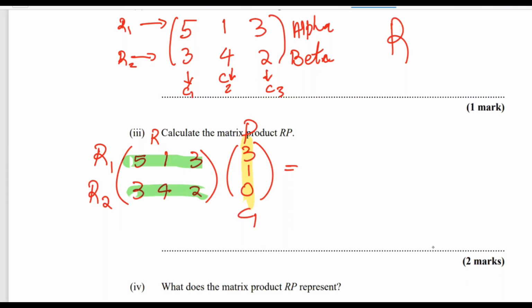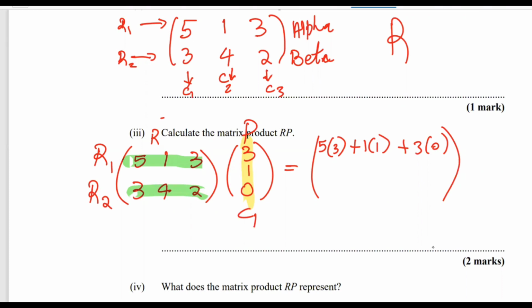Now, remember, you multiply row by column, and you're multiplying corresponding elements in the rows with corresponding elements in the column. For example, the first element, 5, will multiply by 3. So 5 is the first in row 1, and 3 is the first in column 1. And you're going to be adding everything. So 5 times 3 plus 1 times 1. I'm using row 1 to multiply by column 1. And then we have plus 3 times 0. So that's 5 times 3 plus 1 times 1 plus 3 times 0.